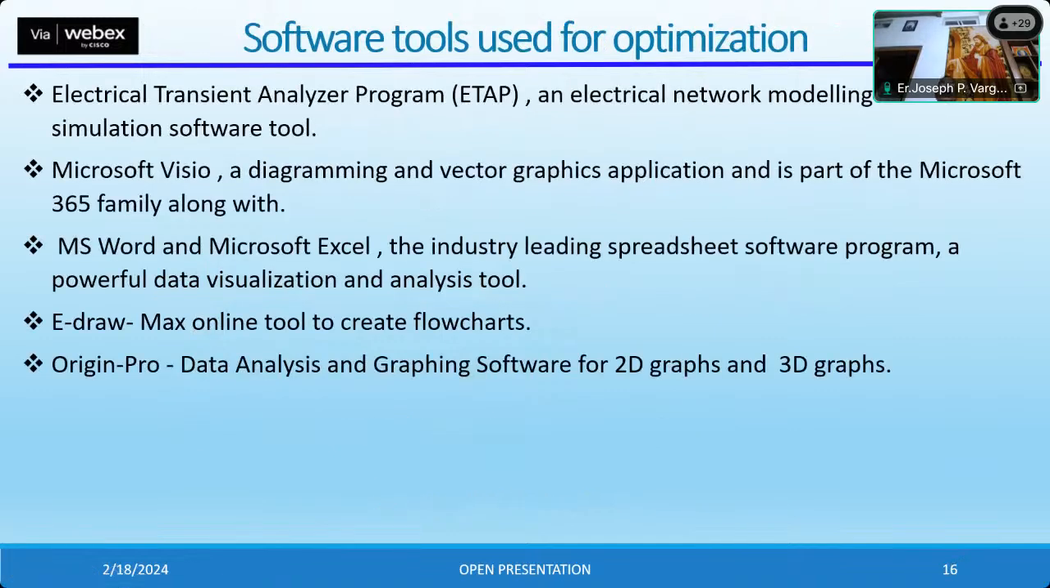The software tool used for the optimization is the Electrical Transient Analyzer Program, ETAP software. It is used for modeling the system and also for simulation. Microsoft Visual is used for graphical presentations, and Excel is also utilized for powerful data visualization and for analyzing the data. The eProMax online tool is also used for flowcharts. Origin Pro data analysis and graphing software is utilized for 2D graphs and 3D graphs.